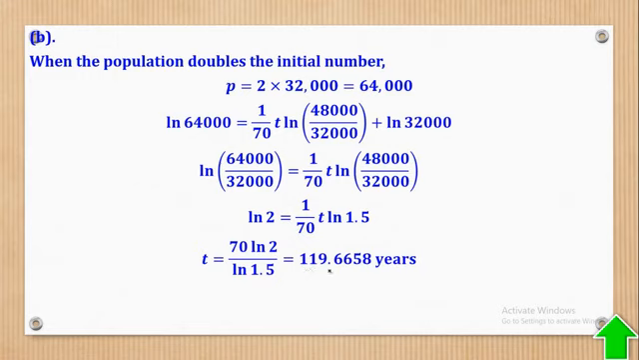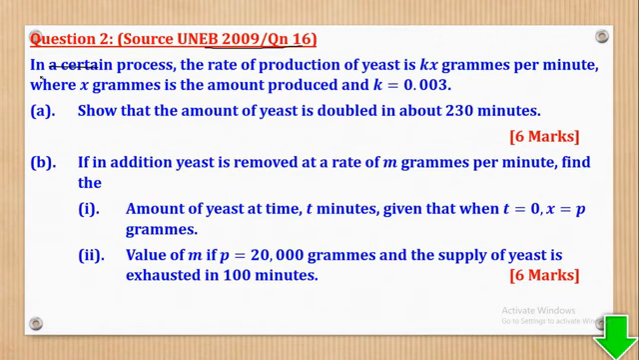So now we shall go to question 2, which came from your NAEB 2009 paper 1 question 16, and says in a certain process, the rate of production of yeast is kx grams per minute, where x grams is the amount produced and k is equal to 0.003. Part A, show that the amount of yeast is doubled in about 230 minutes.